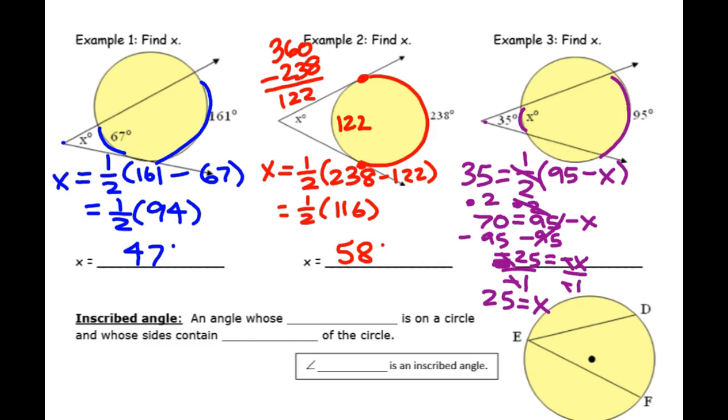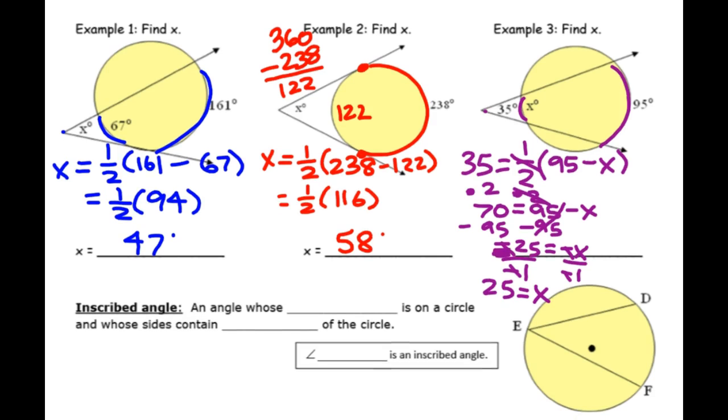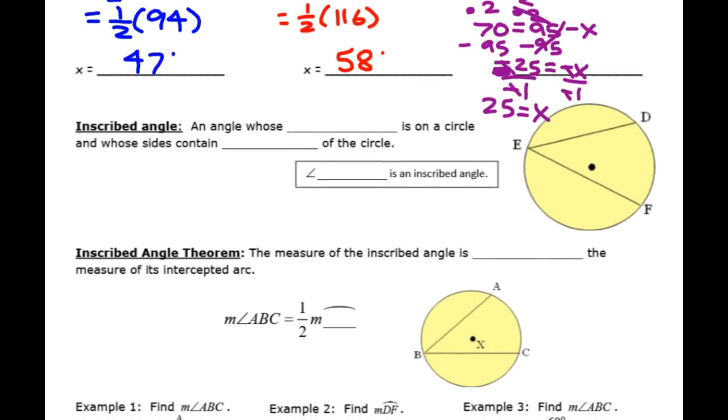Now I'll tell you, that's probably the hardest part of this, because the last little section here, in my opinion, is the easier part. The front of the page, we were talking about inside angles. We just finished outside angles. Now we're talking about angles on the edge. They're called inscribed. Okay? An inscribed angle is an angle whose vertex is on a circle. So see how E is on the edge? And whose sides contain chords of the circle.